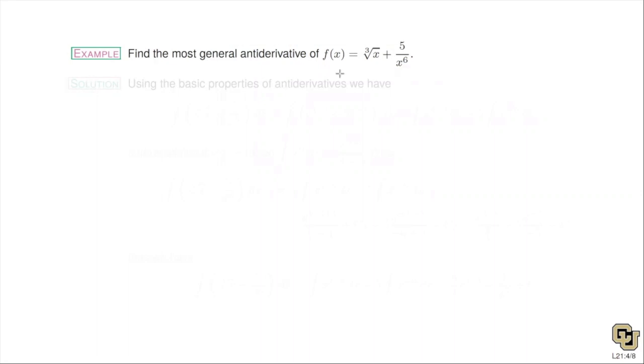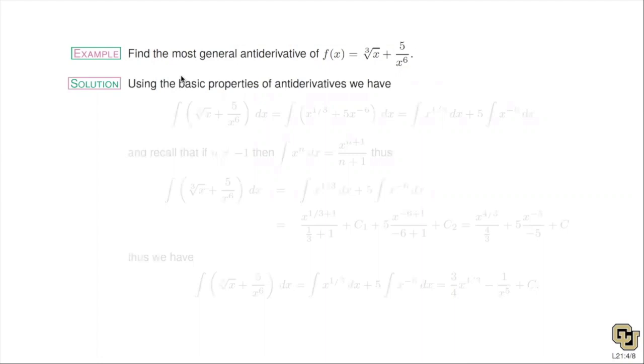I see a very common mistake where students will now, at this stage, take a derivative. And that's not what we want to do, right? We're trying to find a function whose derivative is this given function here. So we want to go backwards. So I'm going to use the properties of antiderivatives. First, the antiderivative of cube root of x plus 5 over x to the 6th.